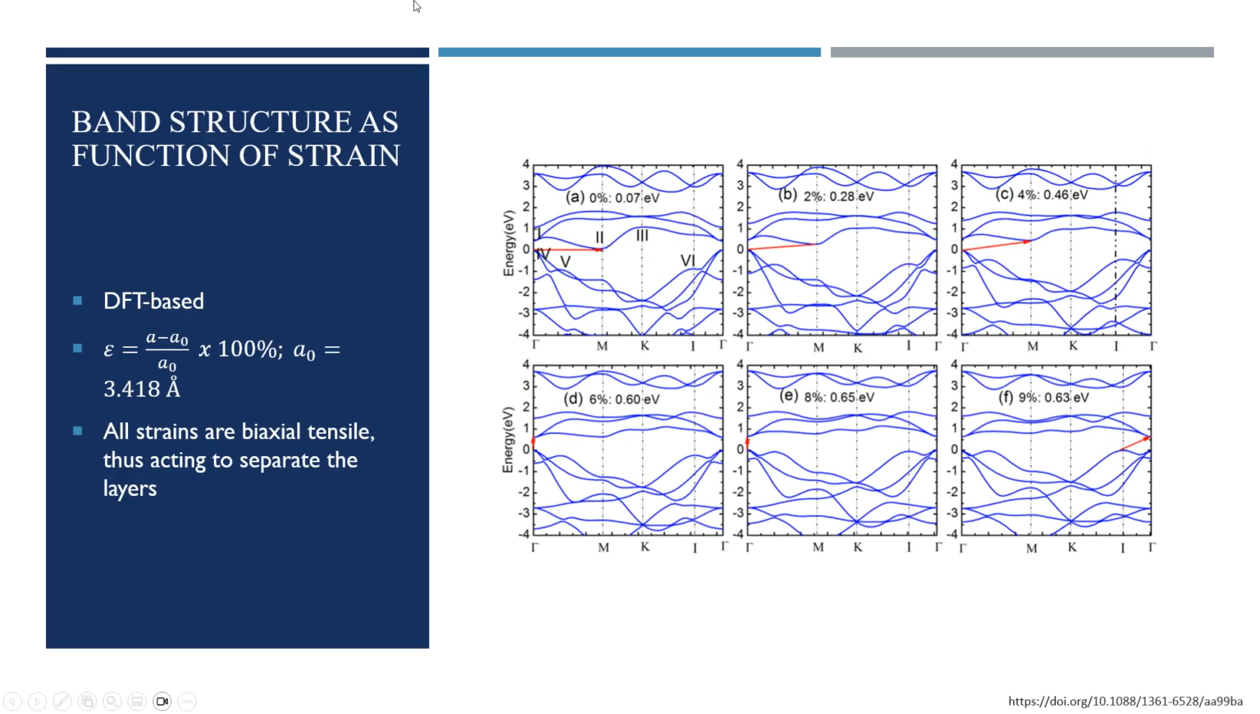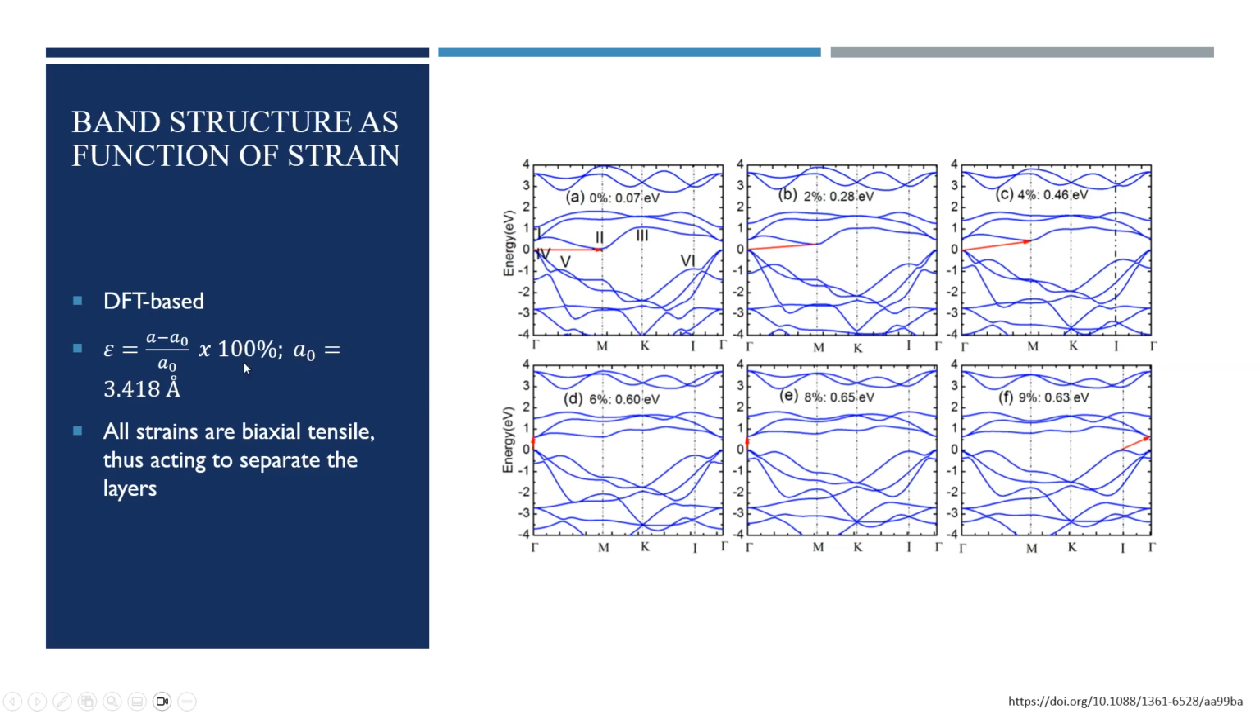And now we look at how strain can impact the electronic structure. And so this study is on titanium disulfide and is theoretical, so it's density functional theory based. And what we have here is our general strain formula. So you take the resultant length minus the initial length over the initial length times 100%.